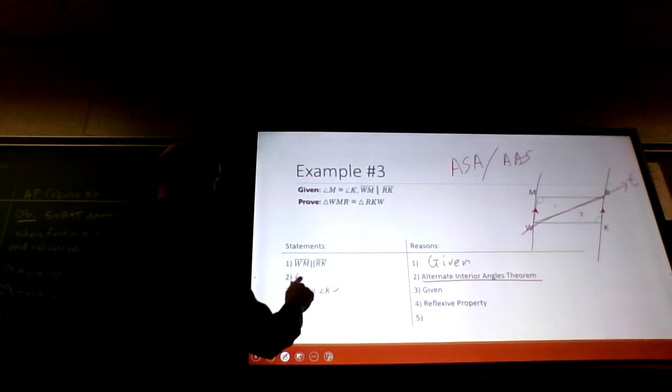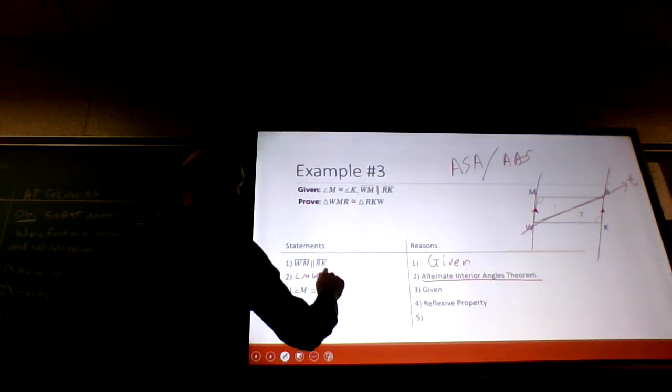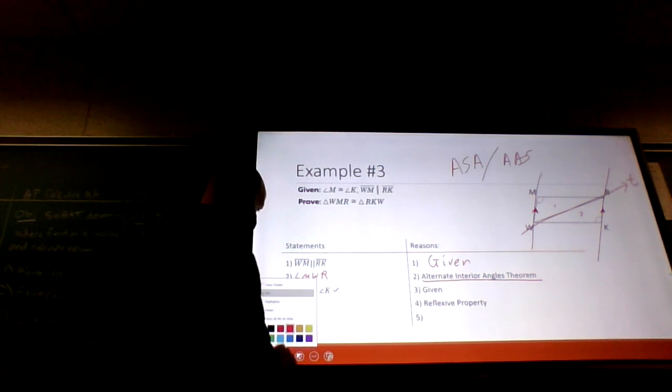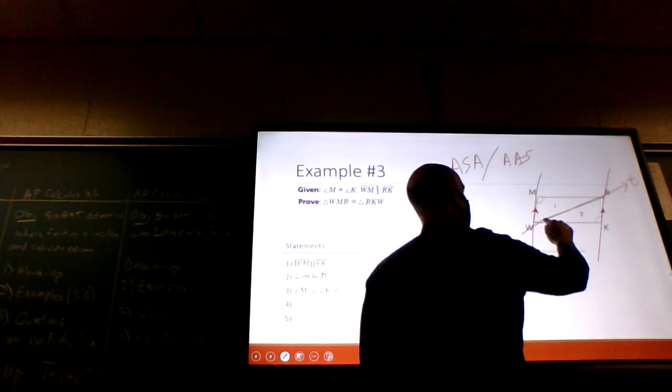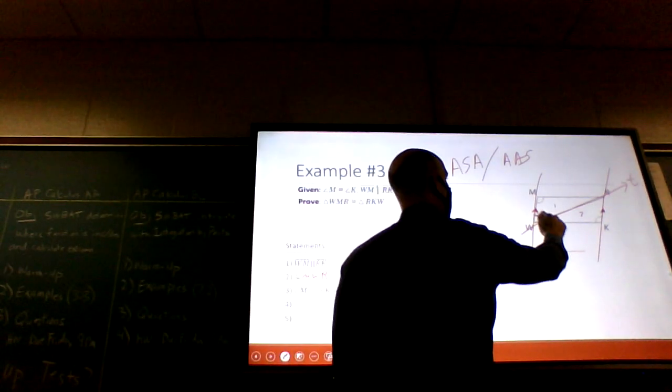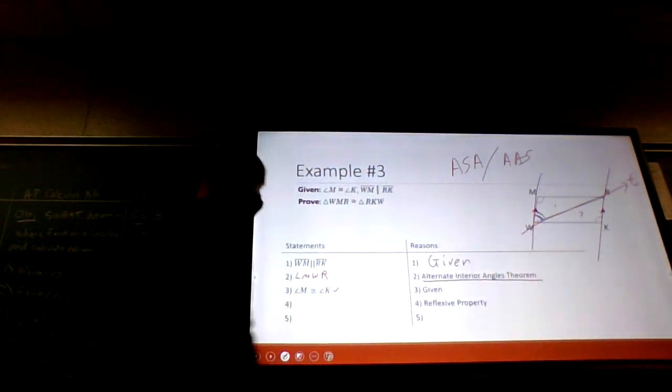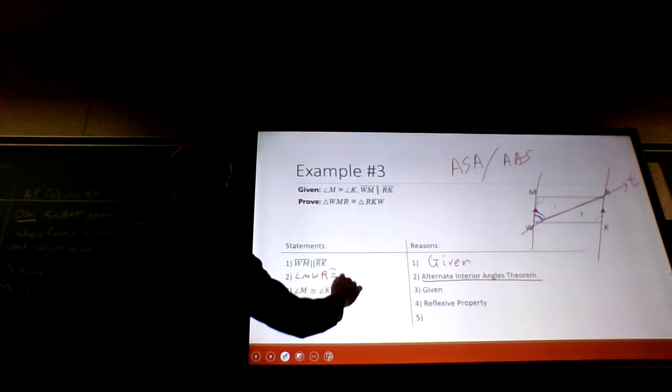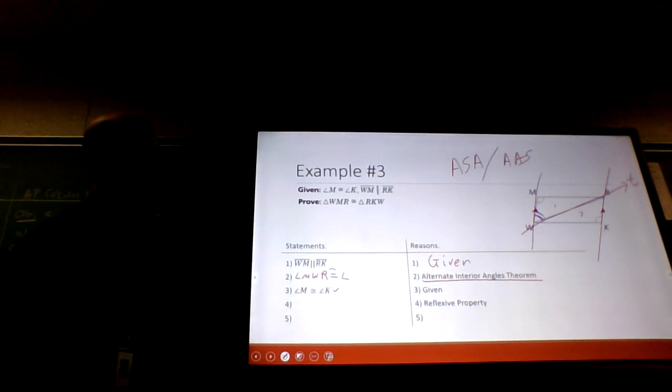So it's going to be angle MWR. And let me do that in a different color here. Let's do that in purple. That's this angle here. You guys see that angle there? That angle there. What's it got to be congruent to? What other angle? Nope. Not RMK. KRW.